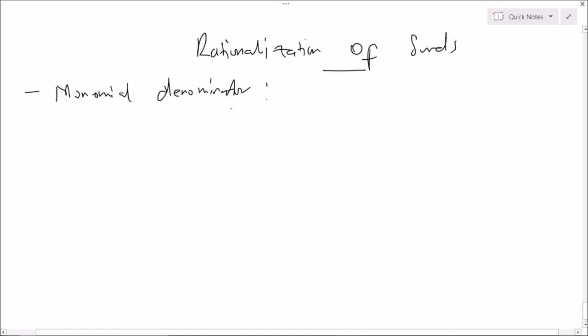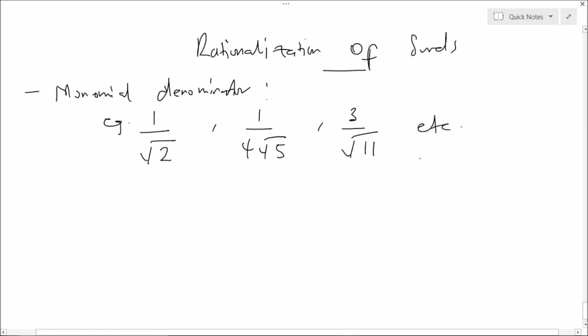Now, examples of a surd with monomial denominator are 1 over root of 2, 1 over 4 root 5, 3 over root of 11. You can list several examples of surds that have monomial denominator. That is, the denominator has only one term, as you can all see.